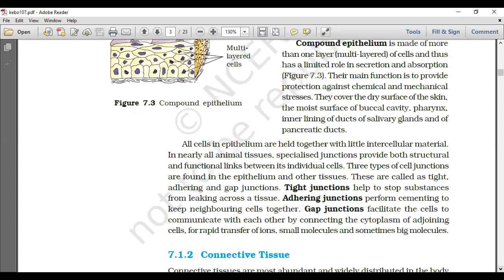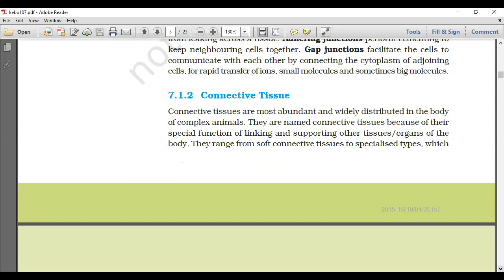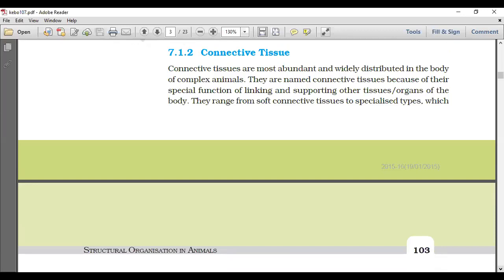Then let's continue with connective tissue. Connective tissues are the most abundant and widely distributed in the body of complex animals. They are named connective tissues because of their special function of linking and supporting other tissues or organs of the body.